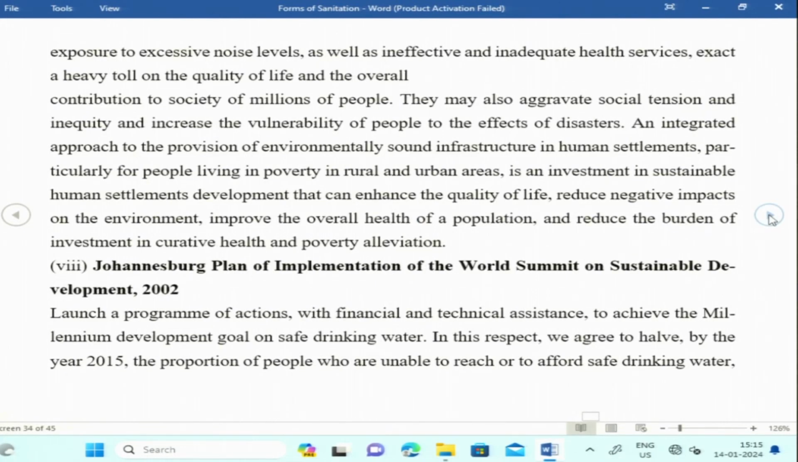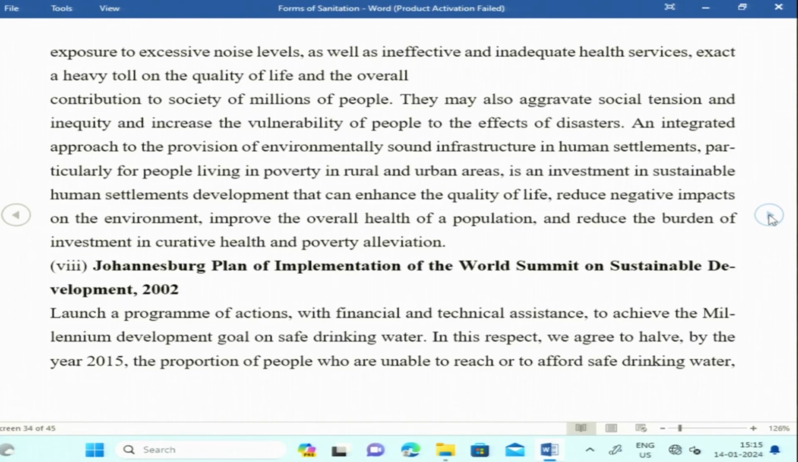And we have to see that the contribution of the society has to be seen in terms of providing that particular benefit. It is to be seen as an integrative approach to the provision of environmental and sound infrastructure to the individuals. That is going to be an important aspect.